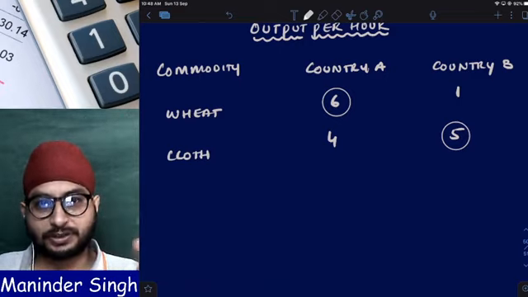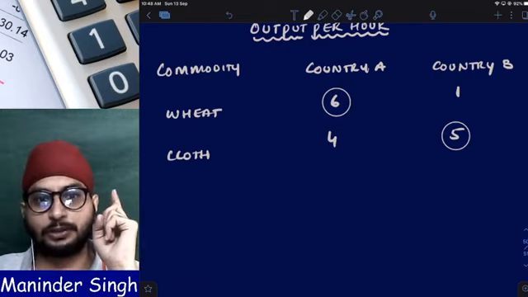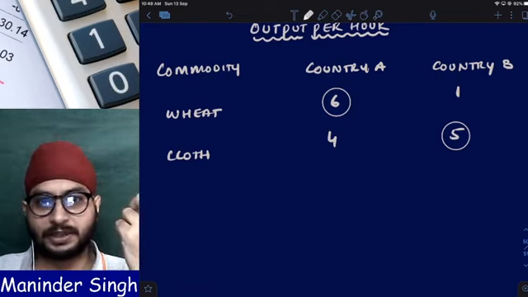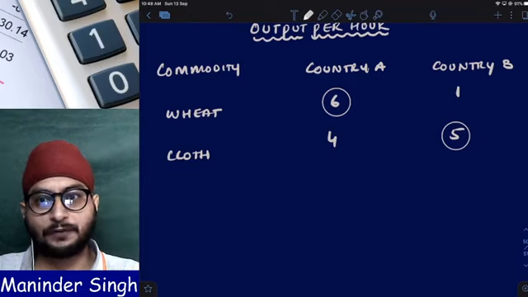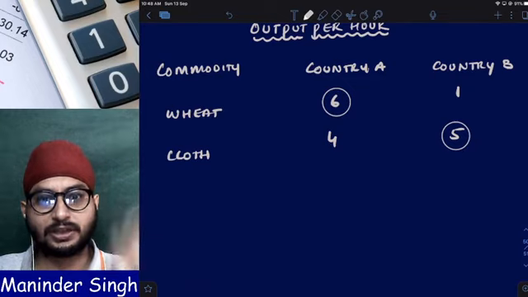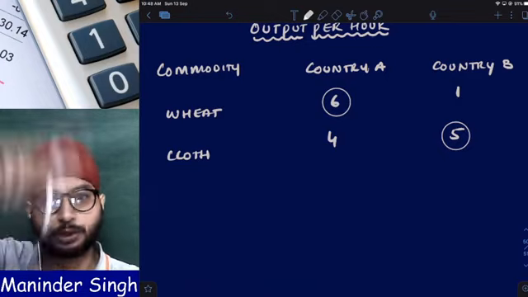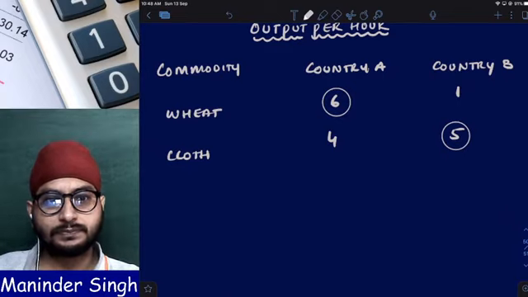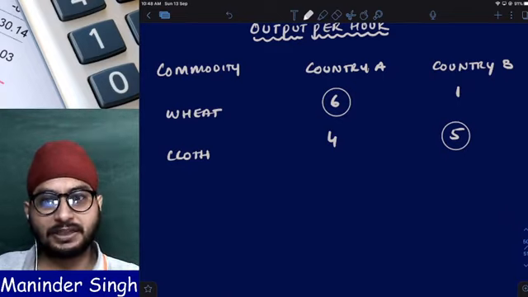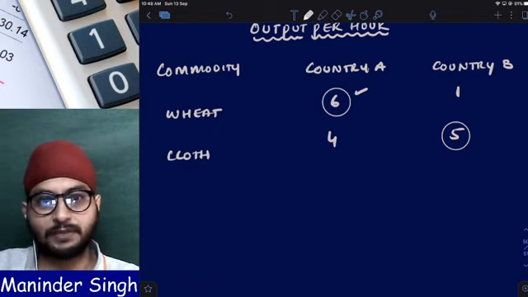Output per unit increases, cost decreases. But in country B, in 1 hour I am able to produce only 1 unit. Cost will be high or less? Cost will be high. So who is able to manufacture wheat at a lesser cost and higher quantity? Country A. So can I say country A will export wheat to country B? A is having a complete advantage in wheat. So country A will export wheat to country B.